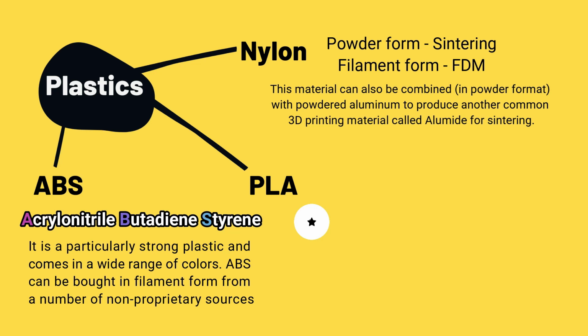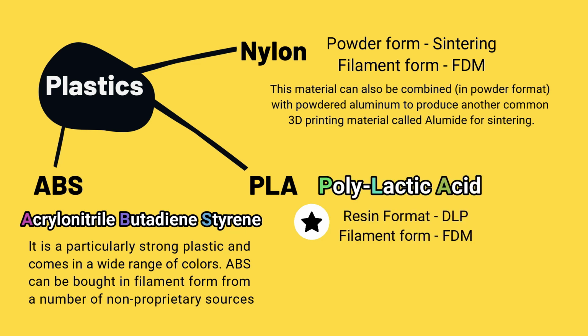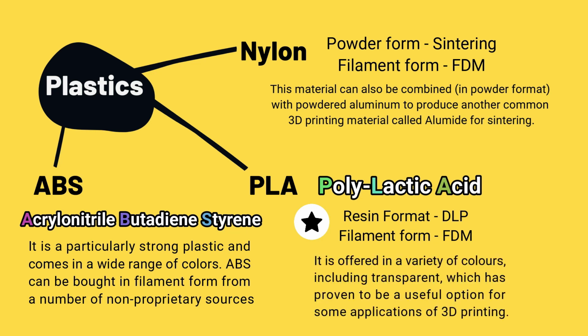PLA, on the other hand, is a biodegradable plastic material that has gained traction with 3D printing for this very reason. It can be utilized in resin format for the DLP process as well as in filament form for the FDM process. It is offered in a variety of colors, including transparent, which has proven useful for many applications of 3D printing. However, PLA is not as durable as compared to ABS.